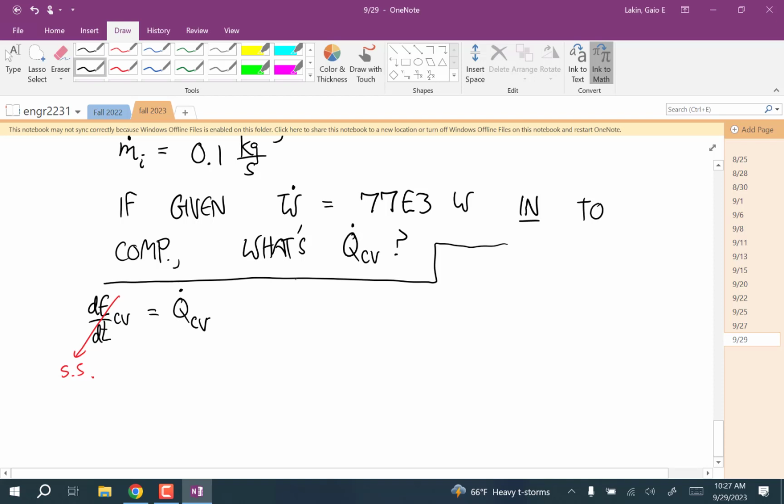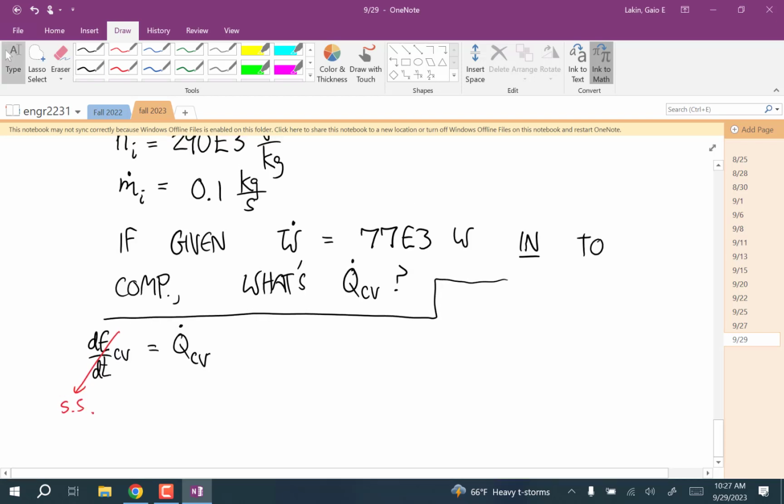Is W dot going to be positive or negative for the compressor? Yeah, so for any compressor or pump, W dot is always going to be negative. So we're going to write this as negative, minus negative 77 times 10 to the third. Okay, you with me on that?